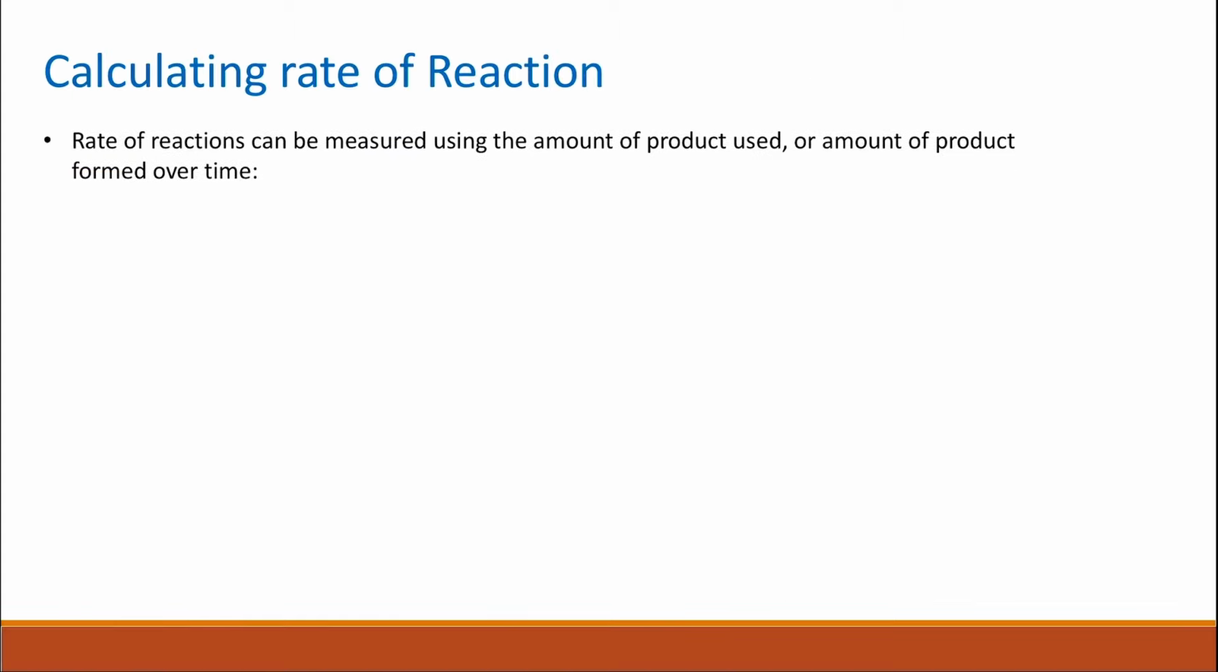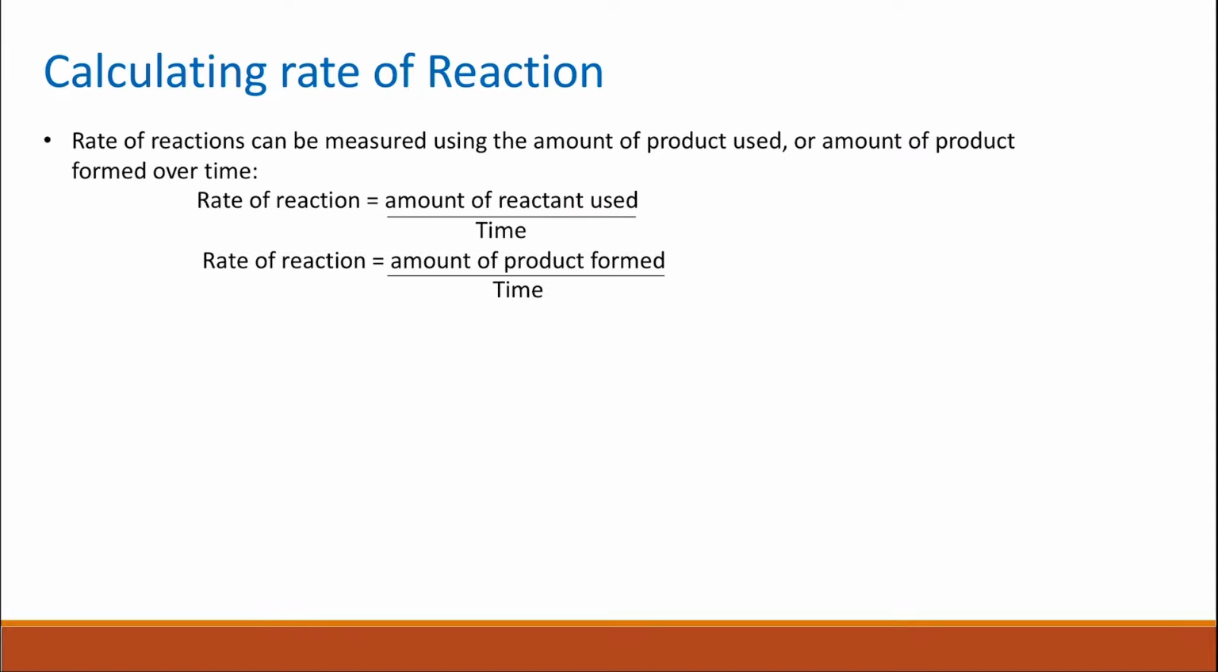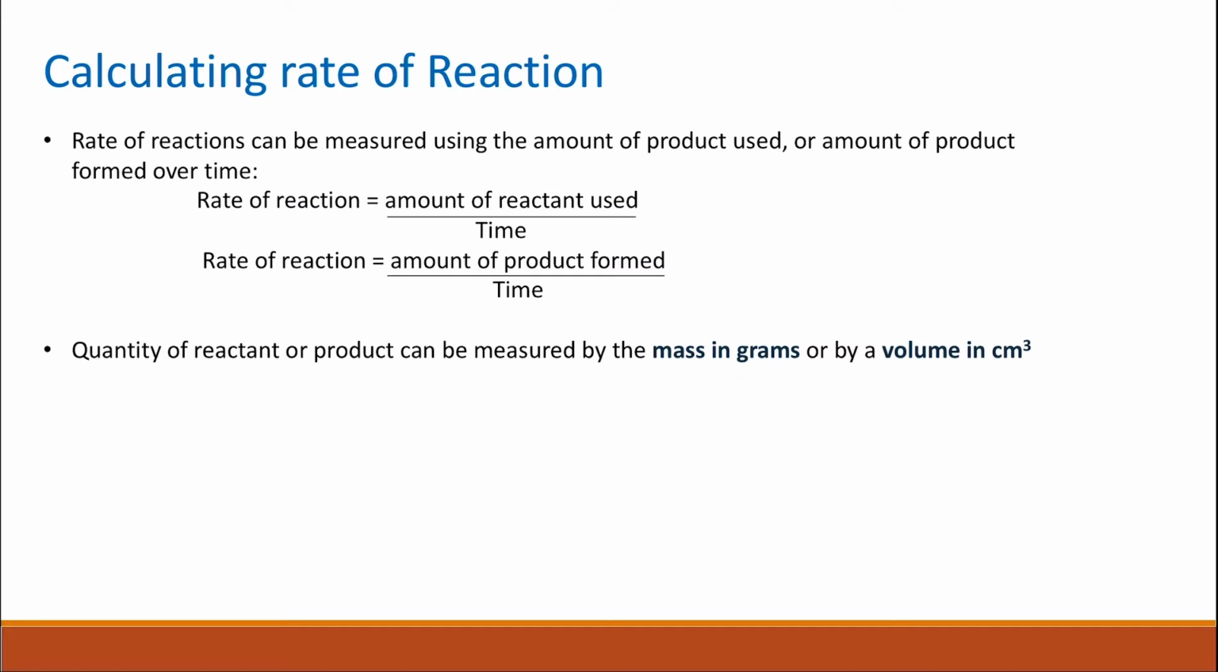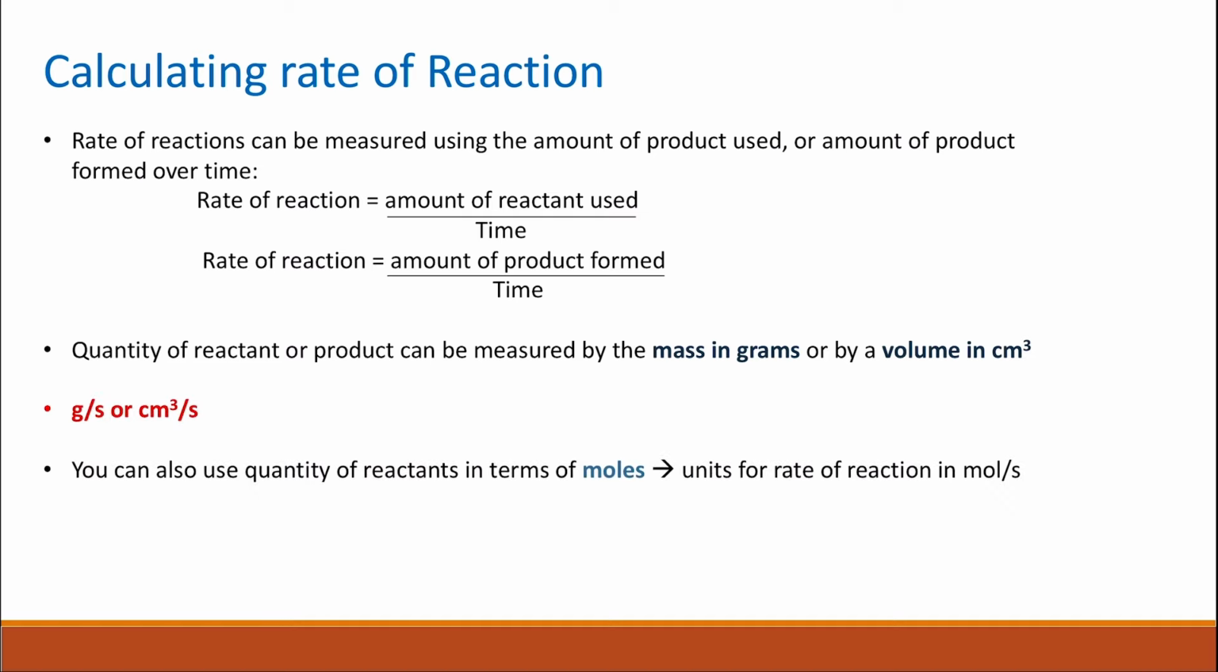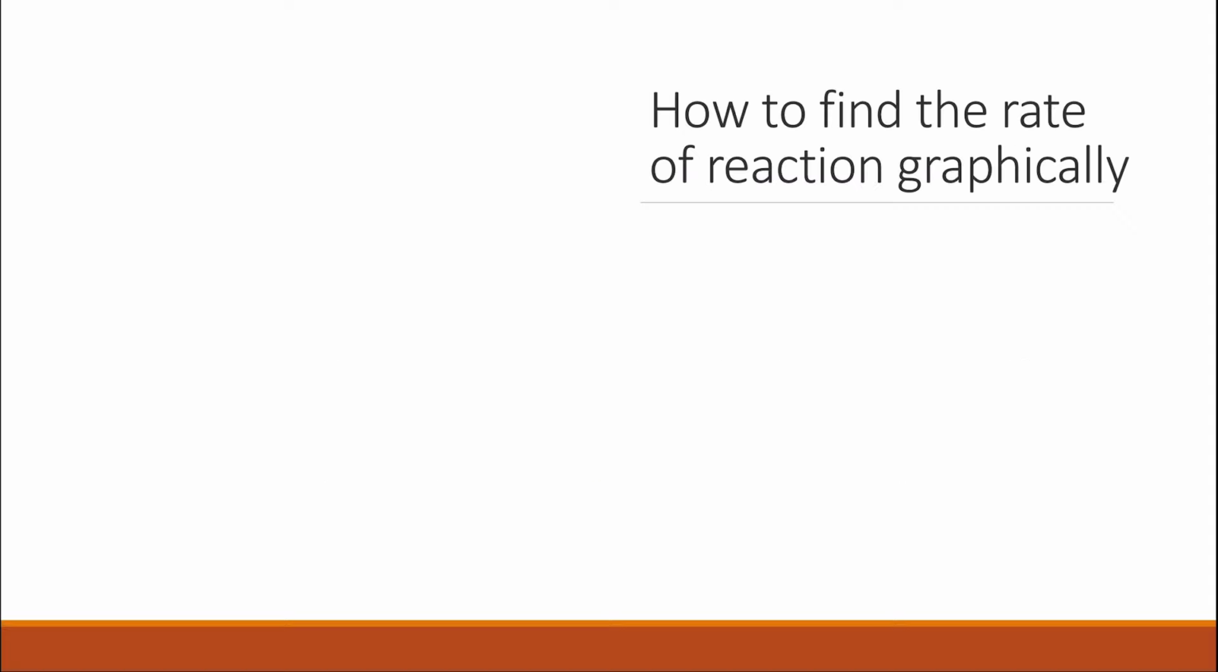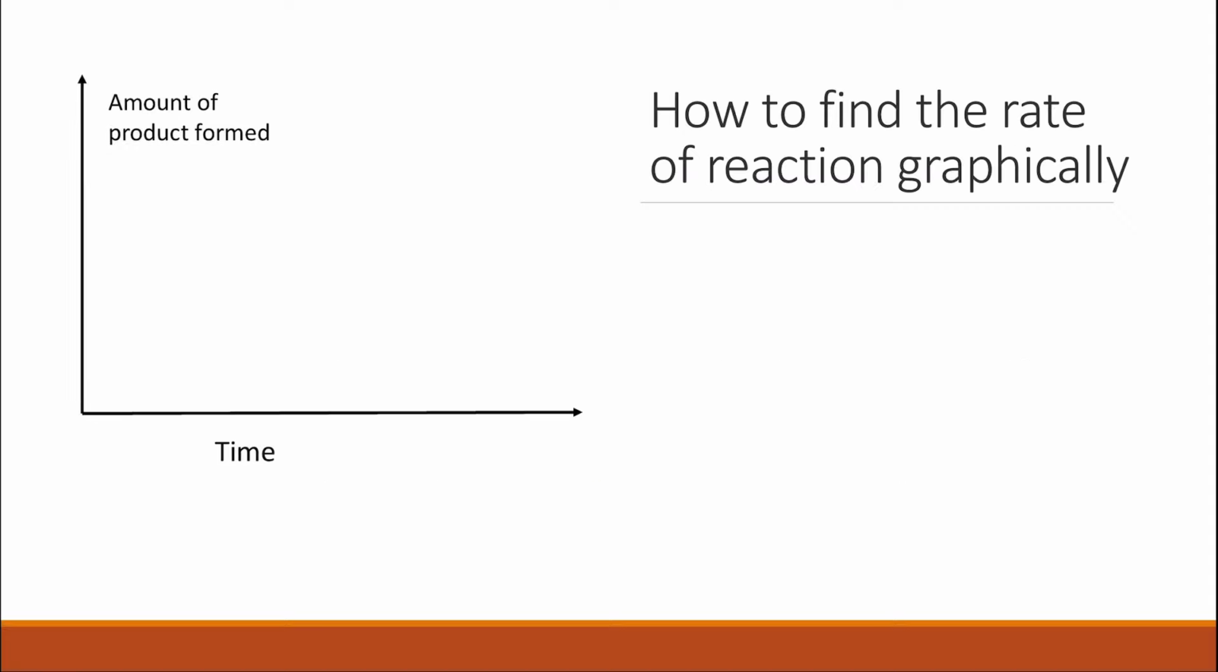You can calculate the rate of the reaction either by measuring the amount of the product that has been produced or the amount of the reactant that has been used up over time. So the rate of the reaction is either the amount of reactant used over time or the amount of product formed over time. The amount can be measured by the mass in grams or volume in centimetres cubed, and the time in seconds. So the units are grams per second or centimetres cubed per second. Also, the amount can be measured in terms of moles, and then the unit of the rate will be moles per second.